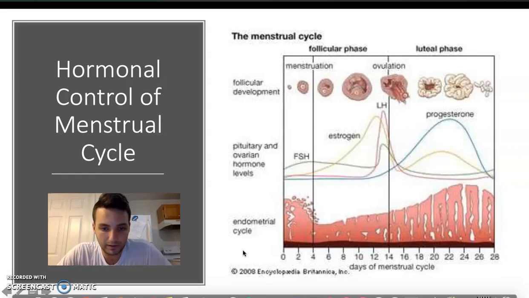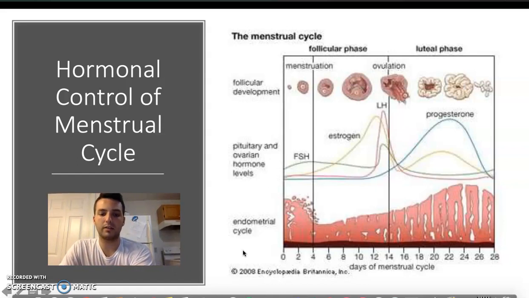For females, it's a little bit different. The menstrual cycle is about a month long. You can see it goes from 0 to 28 days, approximately a month, and this is a cycle. It starts with the flow and a gradient of FSH, LH, estrogen, as well as progesterone.